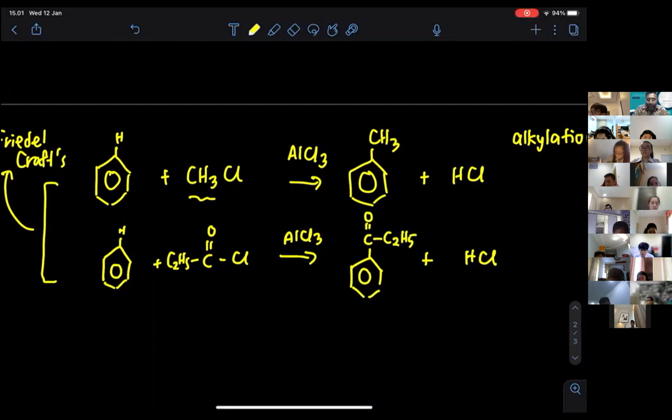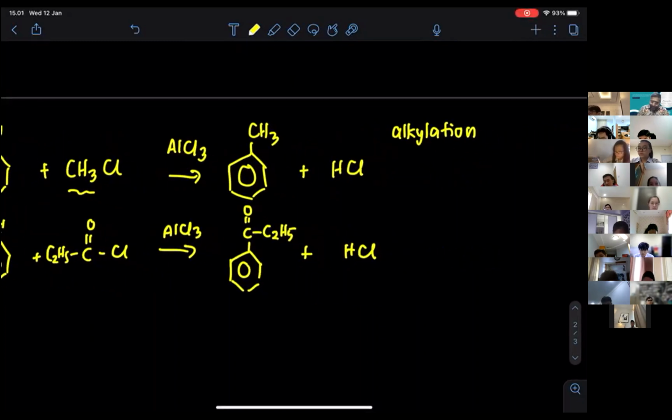This is the Friedel-Crafts reaction. I hope you can understand this. This one is known as alkylation, and this one is known as acylation, because this is what we call ethyl chloride.